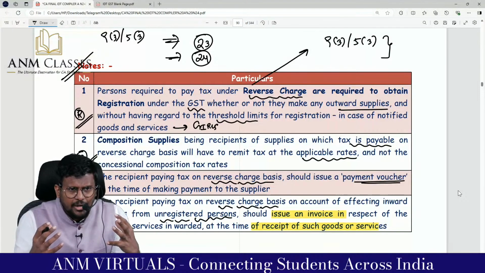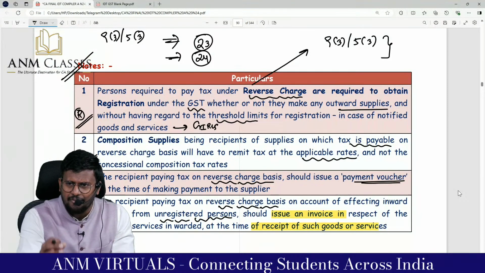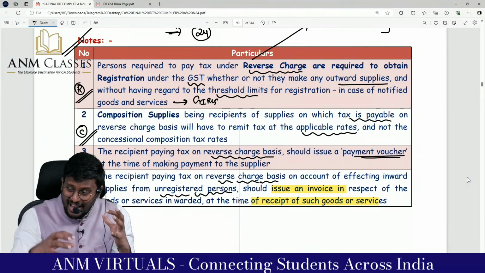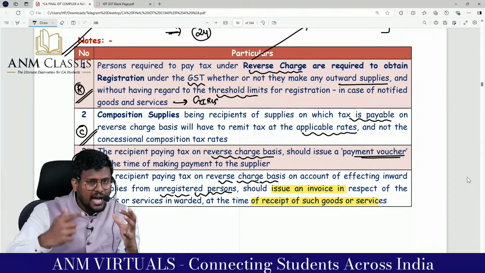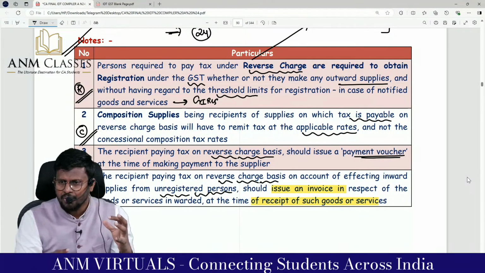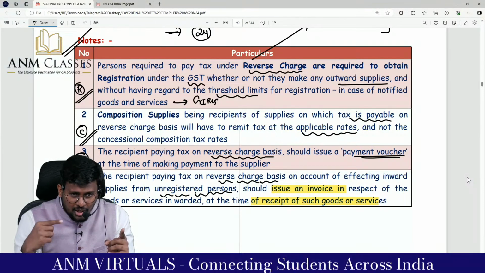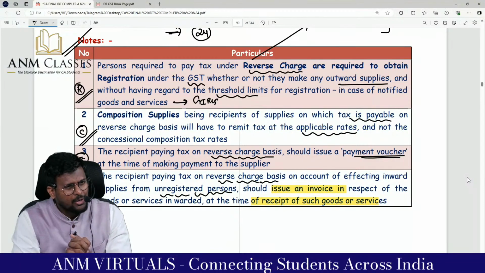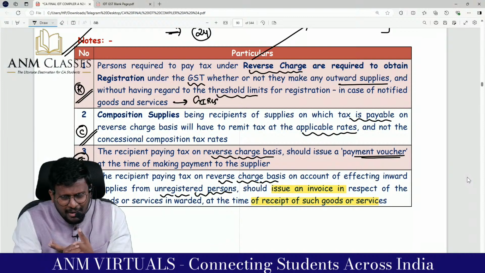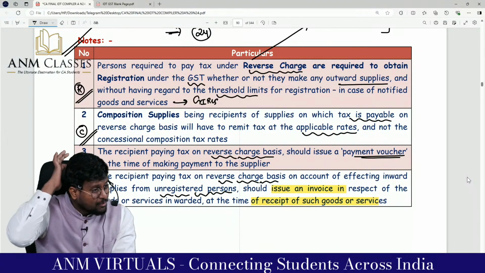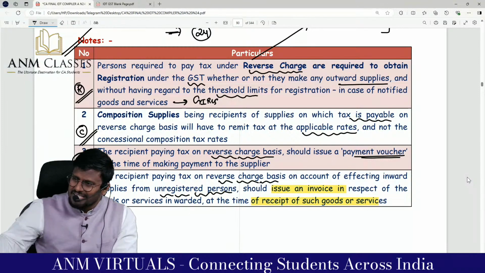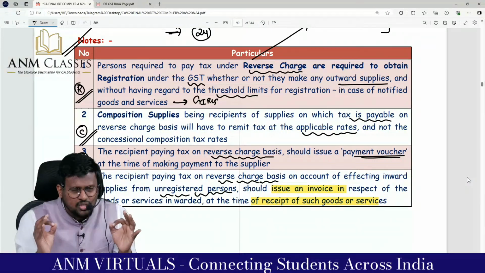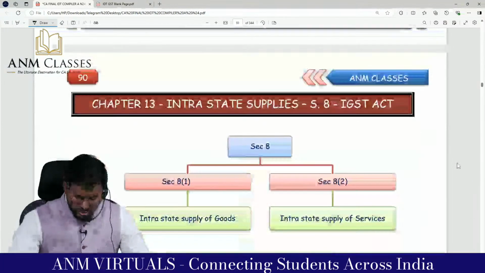If I am a recipient of 9(3) or 5(3) services, then I have to take compulsory registration under section 24. If I am a composition dealer and I am receiving 9(3) or 5(3), I have to pay tax at RCM, that too not at the composition rate but at the applicable rate. Sir, if I am making any payment to an unregistered person, when I am making payment, I have to raise a payment voucher. And if the supplier is an unregistered person and the recipient is a registered person, it is my responsibility to raise the invoice under section 31. Are you comfortable?